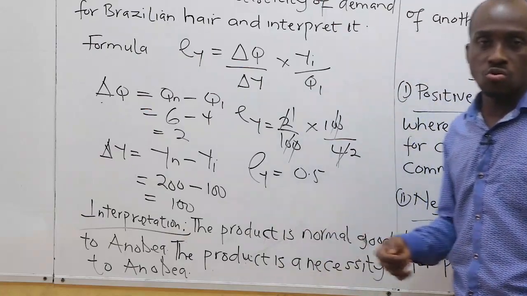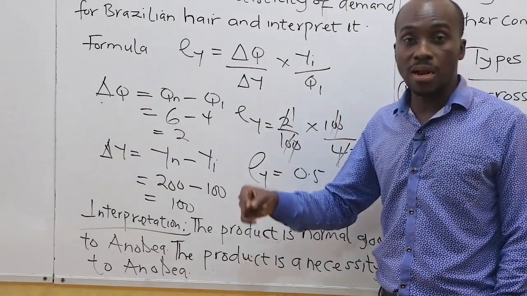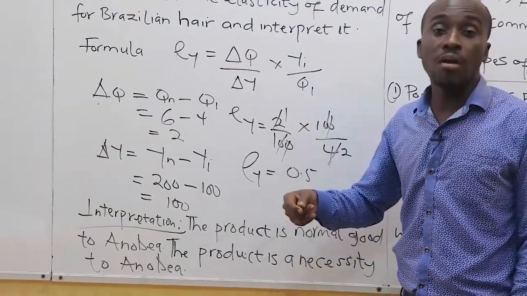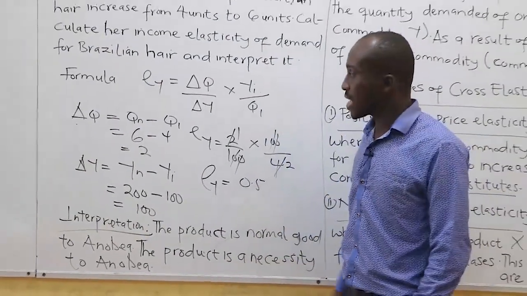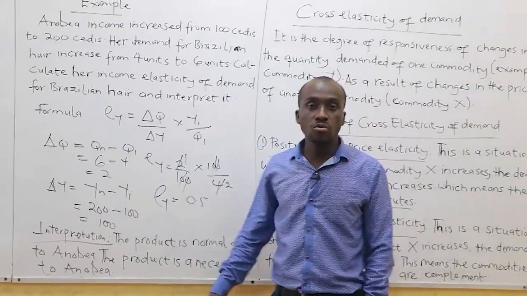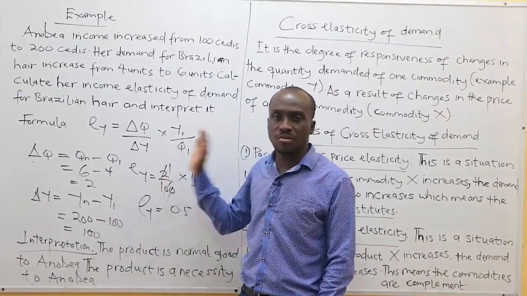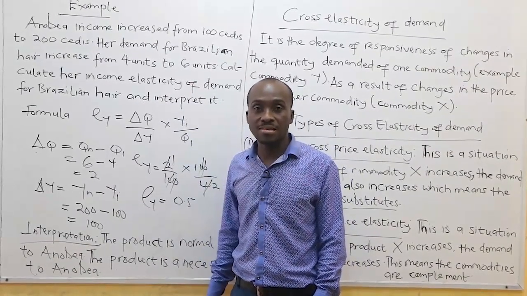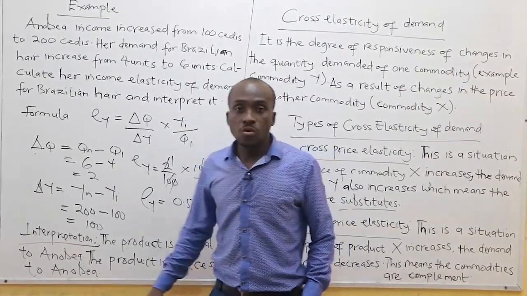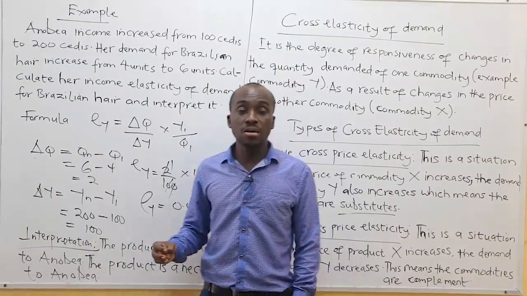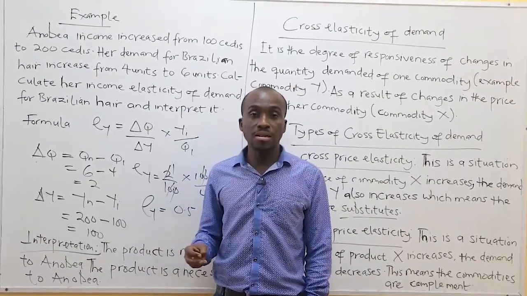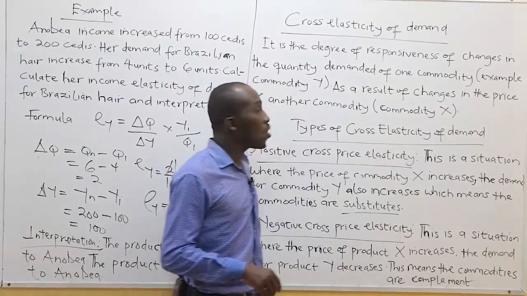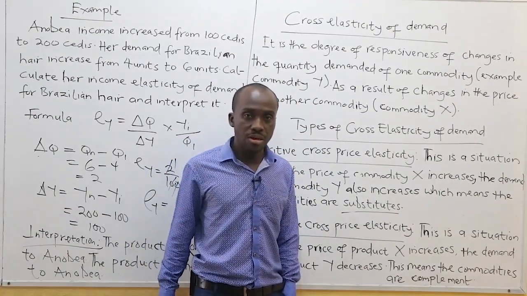Aside from being a normal good, the elasticity is between 0 and 1. If it's between 0 and 1, we say it's a necessity. If it's above 1, we say it's a luxury. So it's a very simple one. Try and go through it yourself. This is not a data response question. The data response question will come after, at the tail end of the lesson. So we are done with price elasticity of demand and income elasticity of demand. The last one we're looking at under elasticity of demand is cross elasticity of demand.